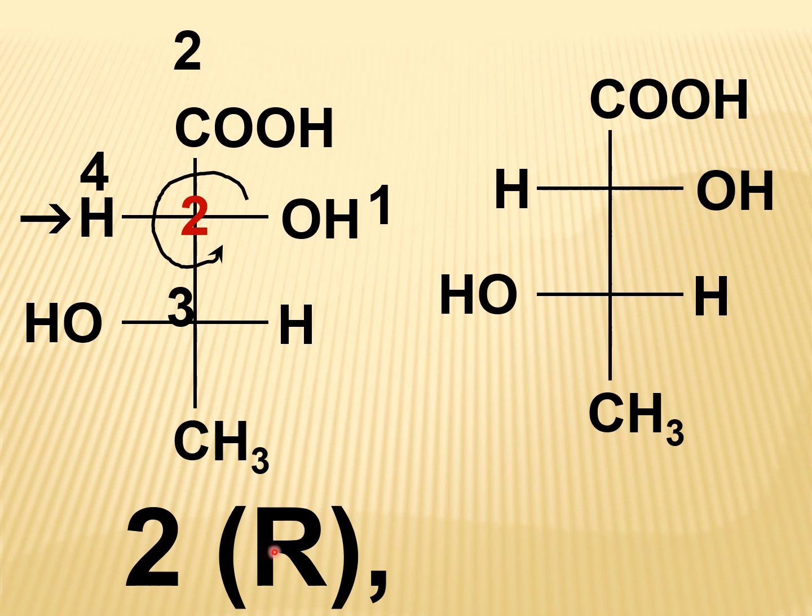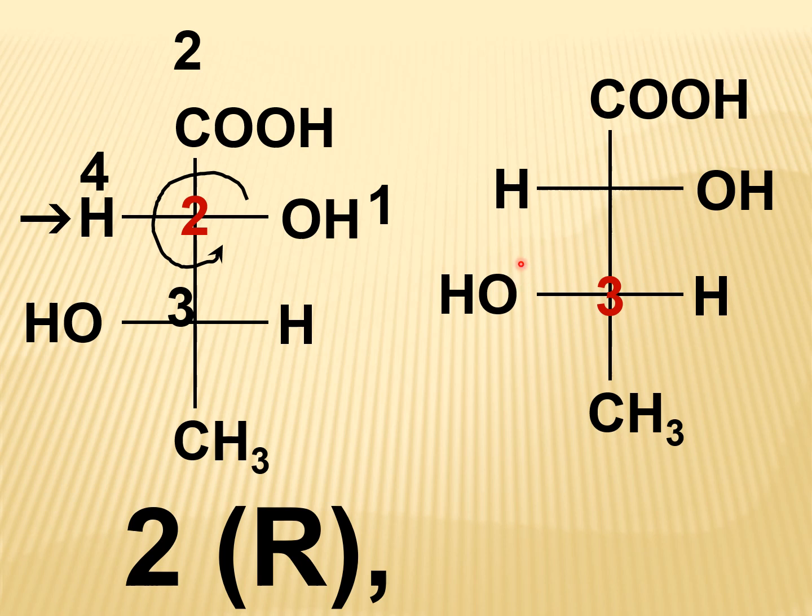So 2R. Okay. Now next is the third carbon. We have to name the third carbon. So this is the third carbon. These are the different groups: OH, CH3, H, and this entire group, that is CHOH, COOH, which is taken as a single group. Now let us give the priorities.